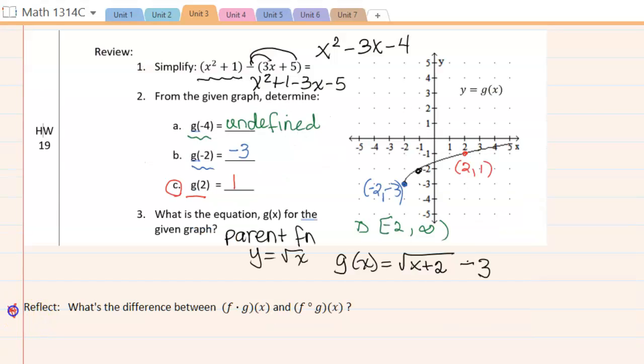Please note the reflection for this lesson. It is to state the difference between these notations.